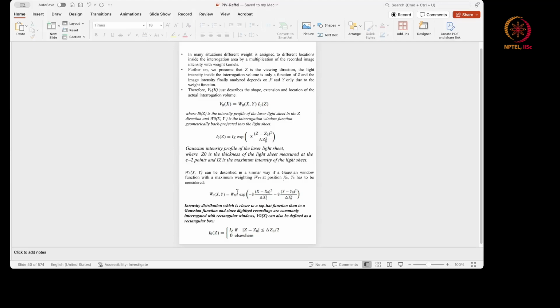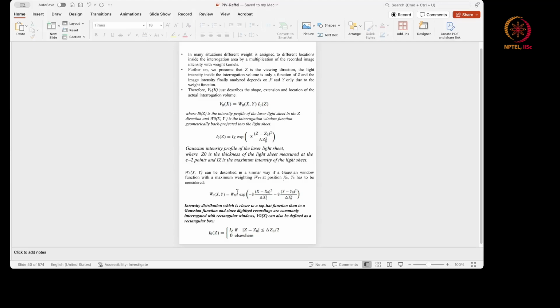So what is V naught X? It's a multiplication of W naught XY and I naught Z. So I naught Z is the intensity profile of the laser light sheet in the Z direction, and W naught XY is the interrogation window function geometrically back projected into the light sheet. The laser light sheet intensity profile is assumed to be Gaussian, where Z naught is the thickness of the light sheet and I naught is basically the maximum intensity of the light sheet. This we have already covered a little bit earlier, that the laser intensity is Gaussian.